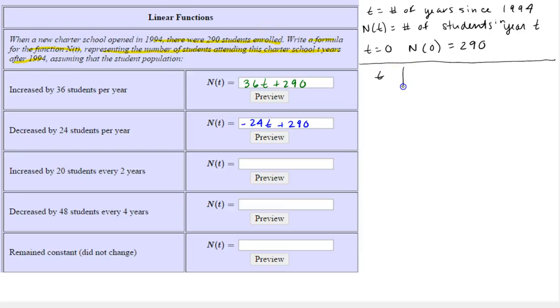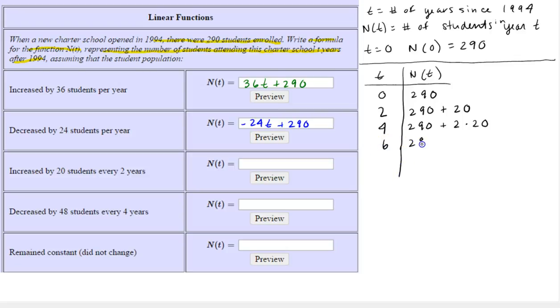So we're going to have t and n of t. So in year 0, we have 290. Now, it's not going to be year 1 like before, when we had 0, 1, 2, 3. Now it's 20 students every 2 years. So I'm going to put a 2 here and add 20 students. Next, we'd have at year 4, there'd be 290 plus 2 times 20 students.